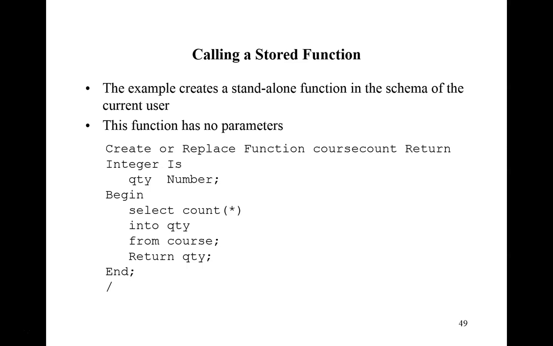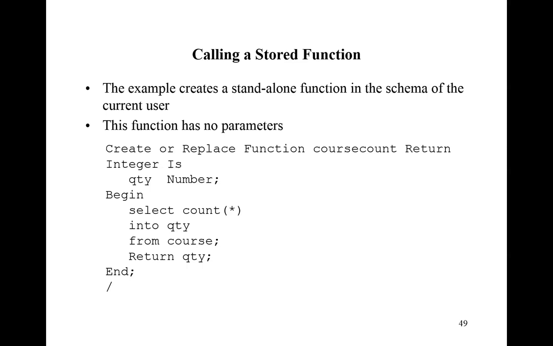If it does exist, it will be replaced by this current definition. The name of the function is course count. Again, there are no arguments or parameters. If we had those, they would follow the name of the function and precede the return clause. The return clause here indicates that this function, when it completes execution, will return an integer to the caller.